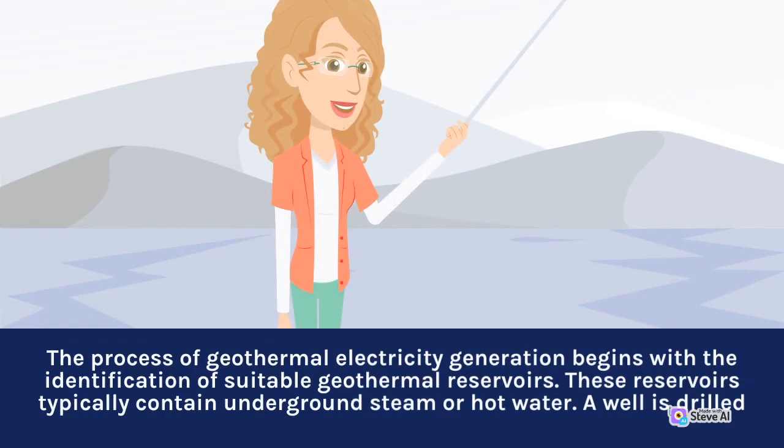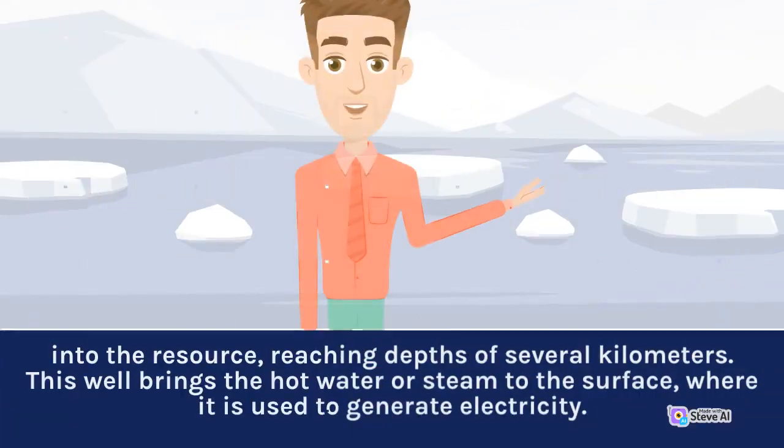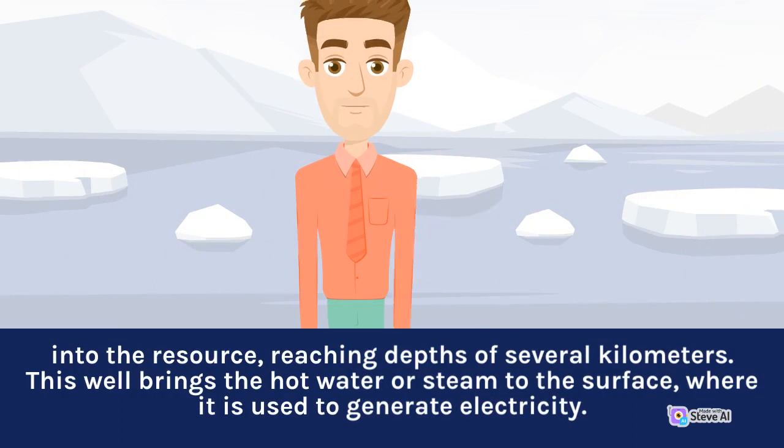The process of geothermal electricity generation begins with the identification of suitable geothermal reservoirs. These reservoirs typically contain underground steam or hot water. A well is drilled into the resource, reaching depths of several kilometers. This well brings the hot water or steam to the surface, where it is used to generate electricity.